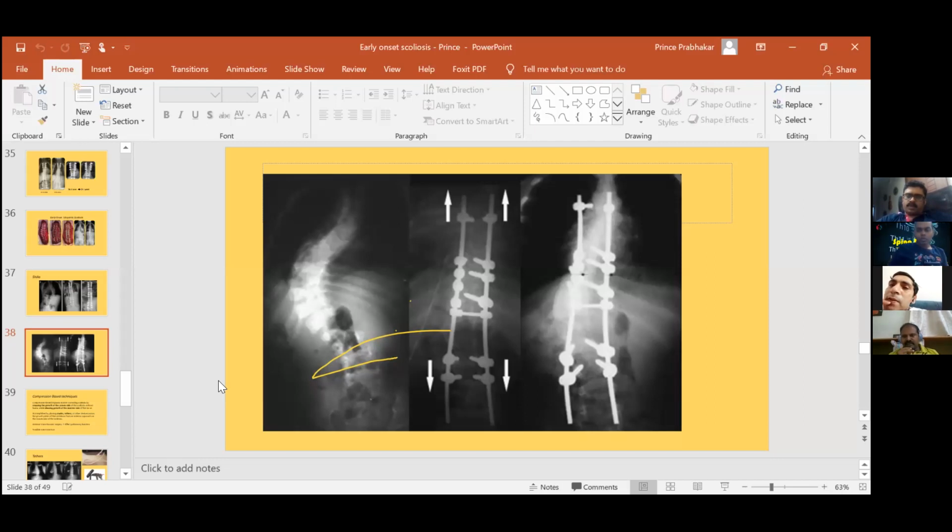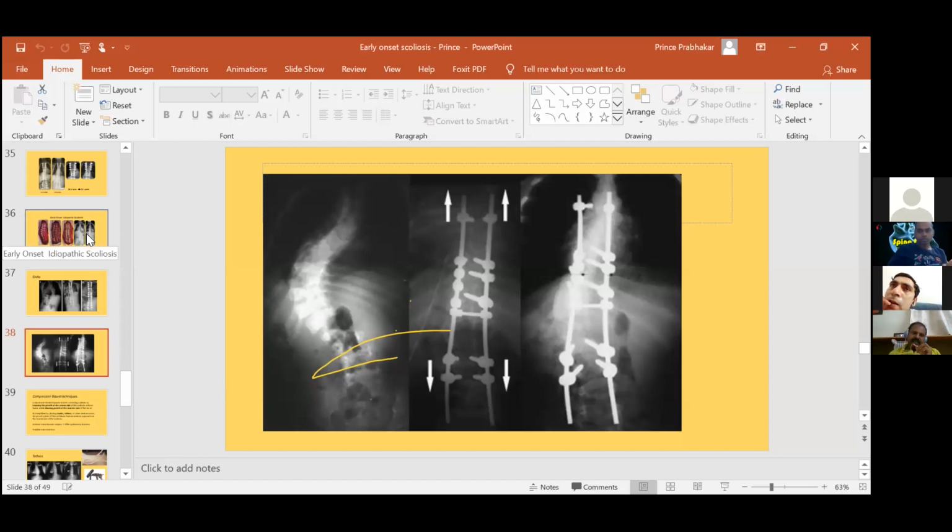Okay. One more question. You have shown me the wiring technique. Proximally and distally you put screws and anchors, and in between you put sublaminar wires. If you see those pictures, there's a complete exposure of the lamina, including the subperiosteal dissection. I do expect some fusion in that case. Yeah, exactly.